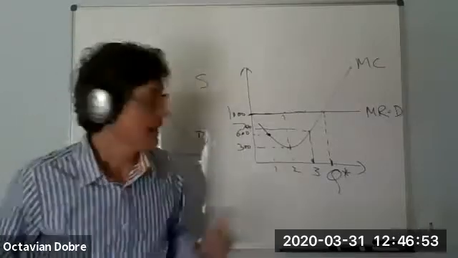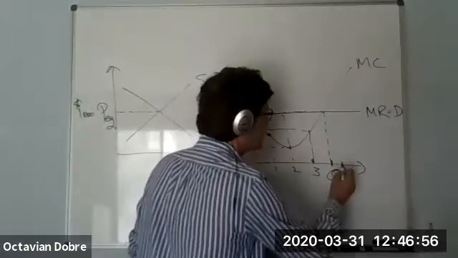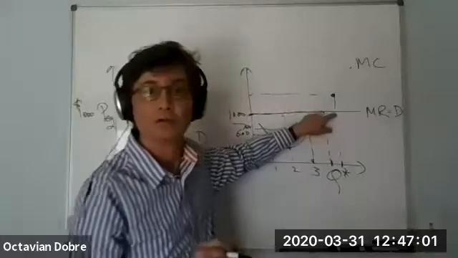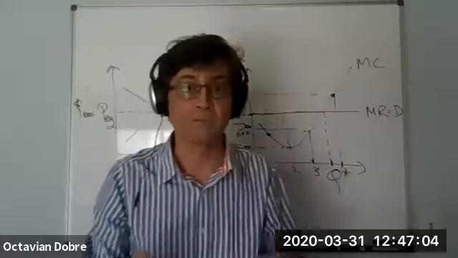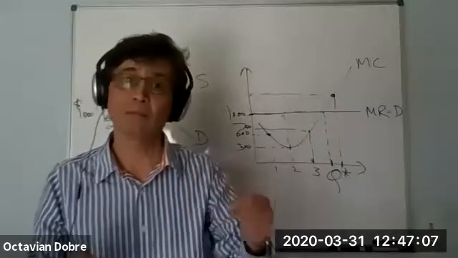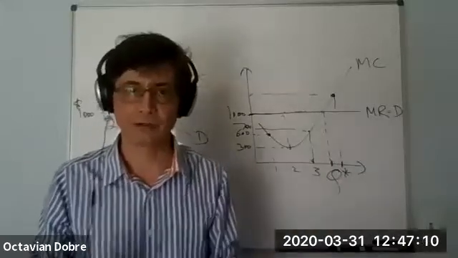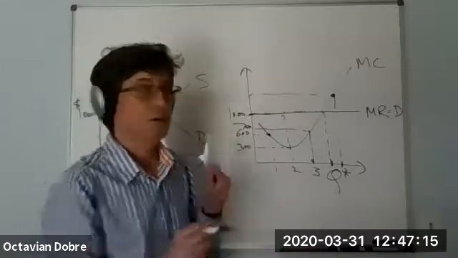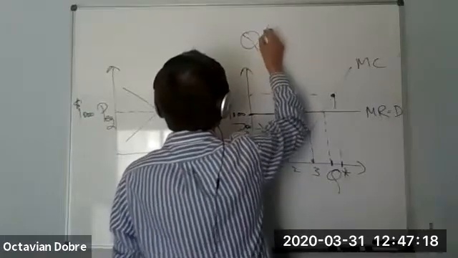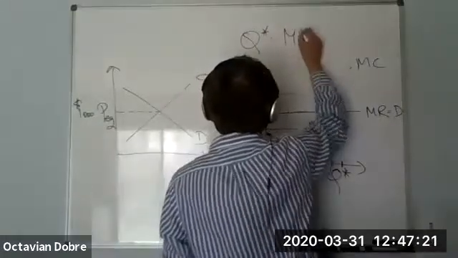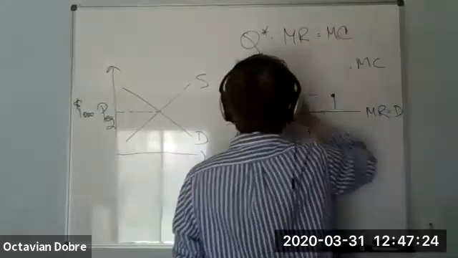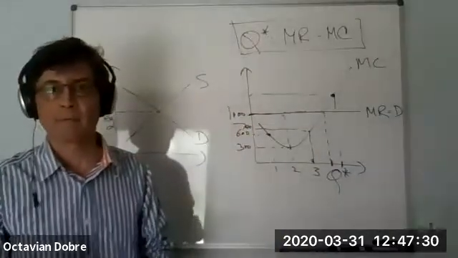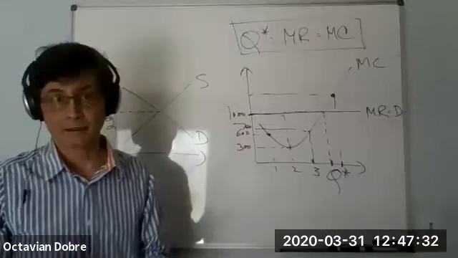Why do you stop? Because if you go 1 unit past Q star, it's going to contribute more to the cost than it's going to contribute to the revenue. I would never produce a unit that I'm going to sell for $1,000, but it costs me $1,200 or $1,100 to produce. I would never do that. So I'm going to stop at Q star. We're going to find it where marginal revenue equals marginal cost. That's the profit maximizing quantity. That's the quantity that we need.